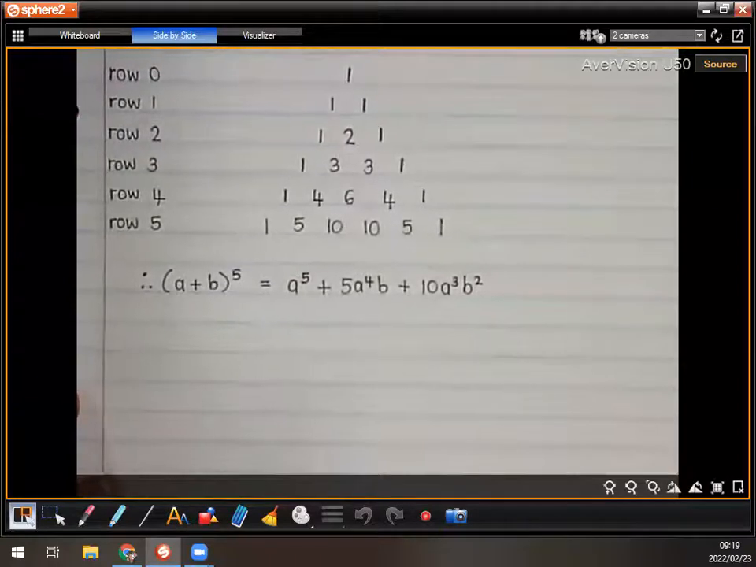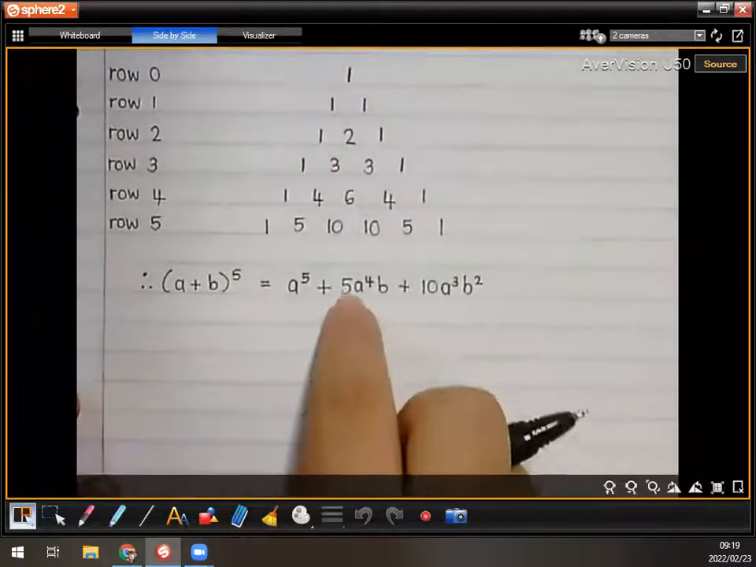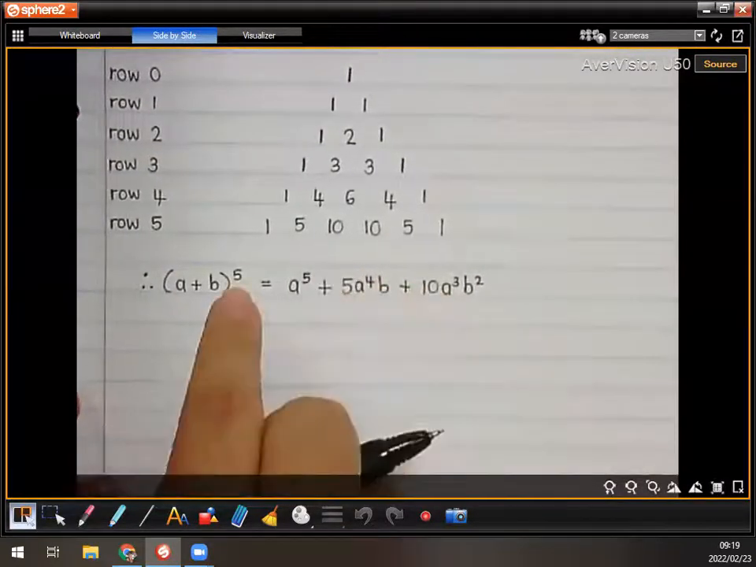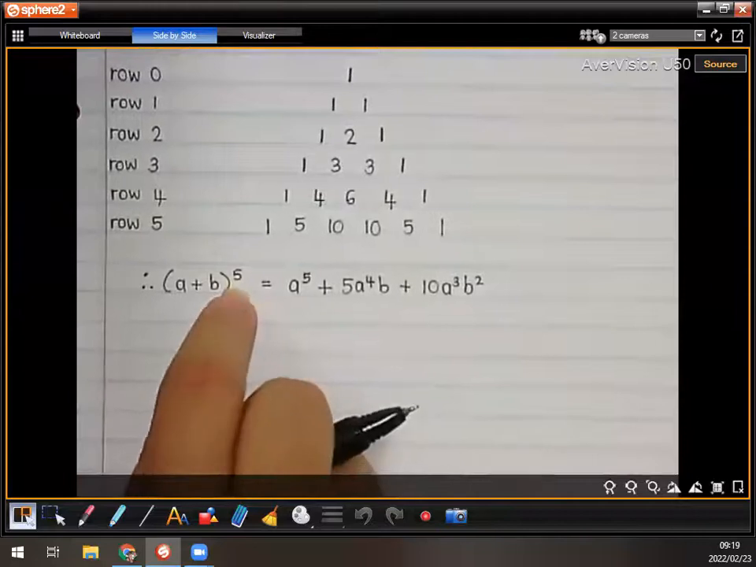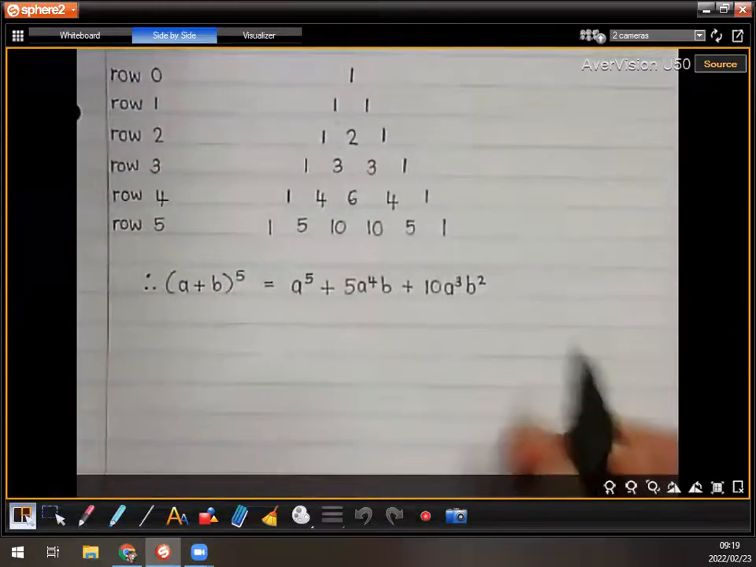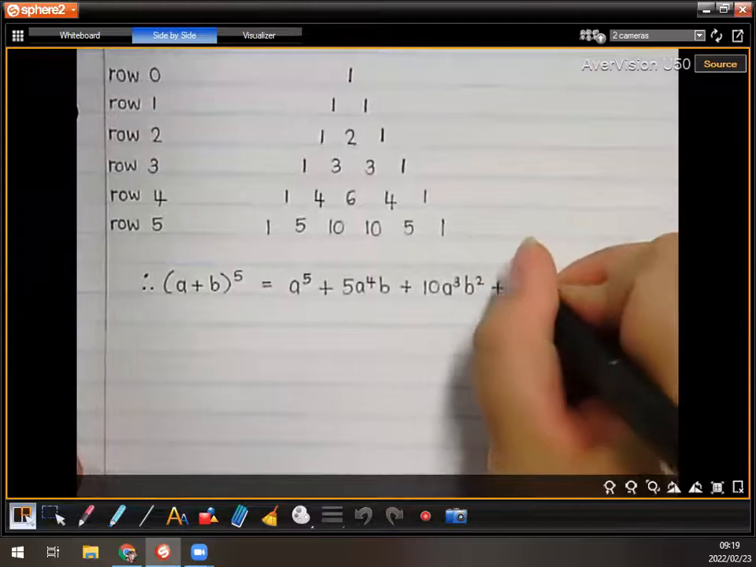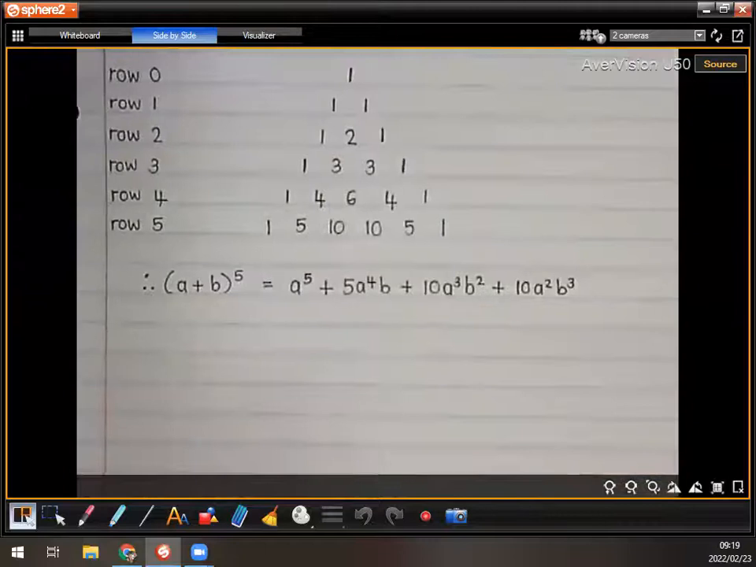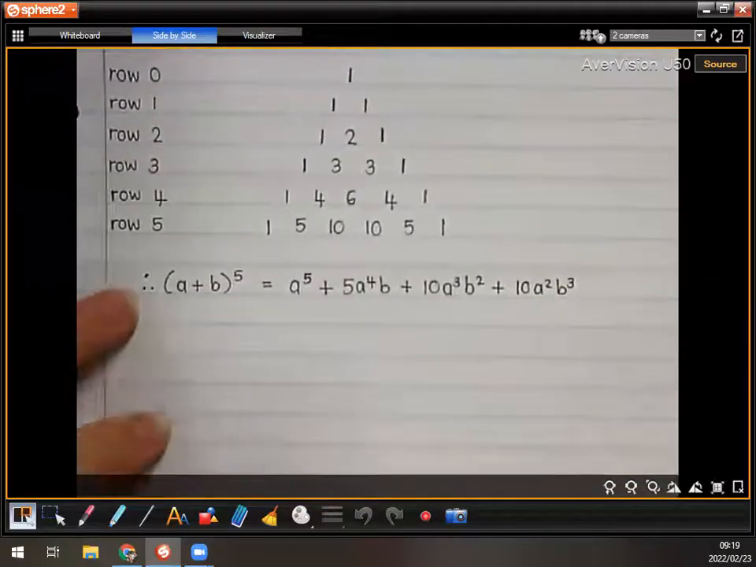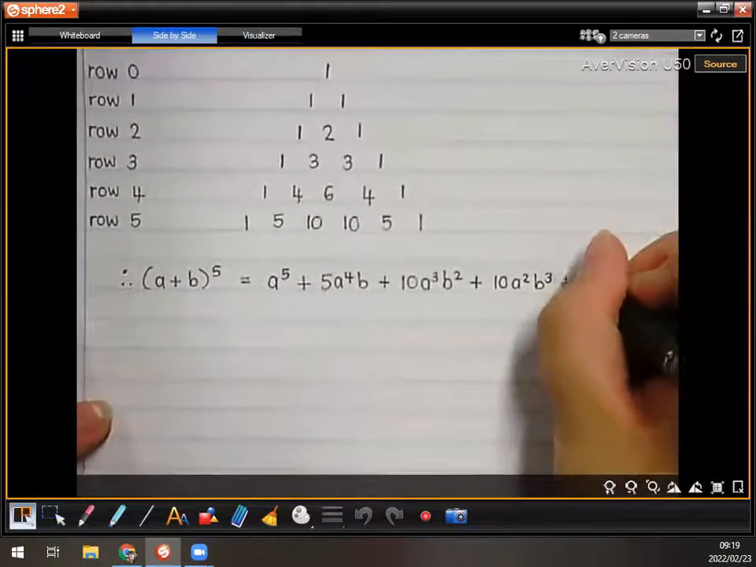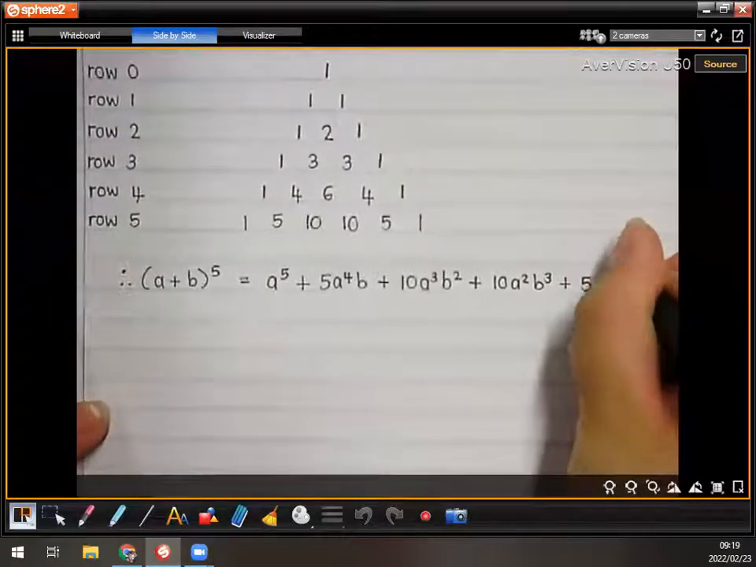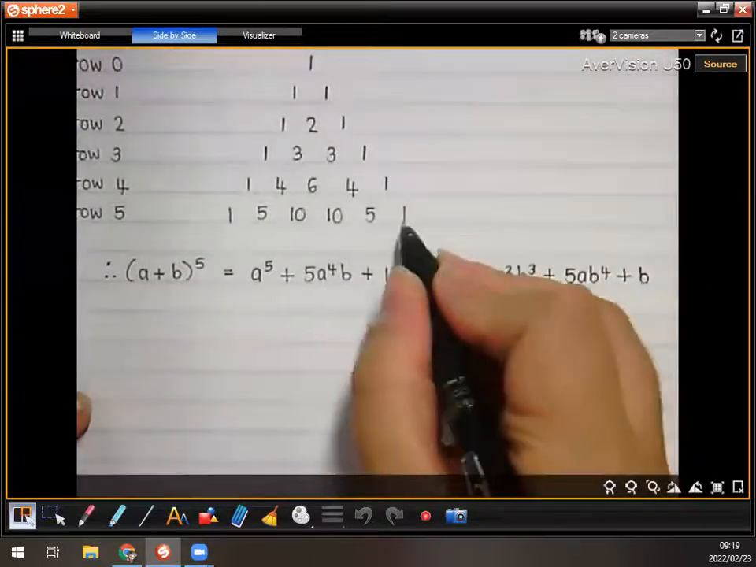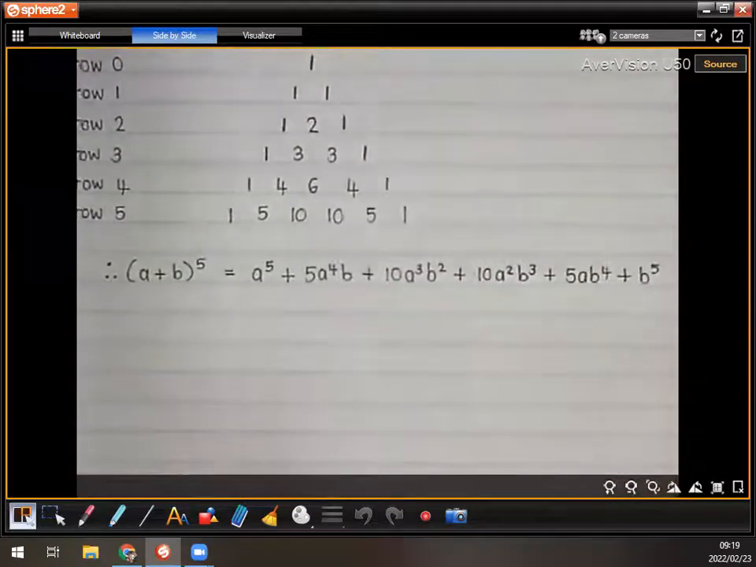What you can also do, guys, is just work with the exponents of a and check that whatever the exponent of b is, when you add it, it will give you 5. Okay, instead of thinking decreasing and increasing. All right, but that's a bit too complicated. Then for the next one, plus 10. Now it must be a squared and then b cubed. Right, those two exponents will add to 5. Next one, plus 5a b to the 4, plus 1 b to the 5.